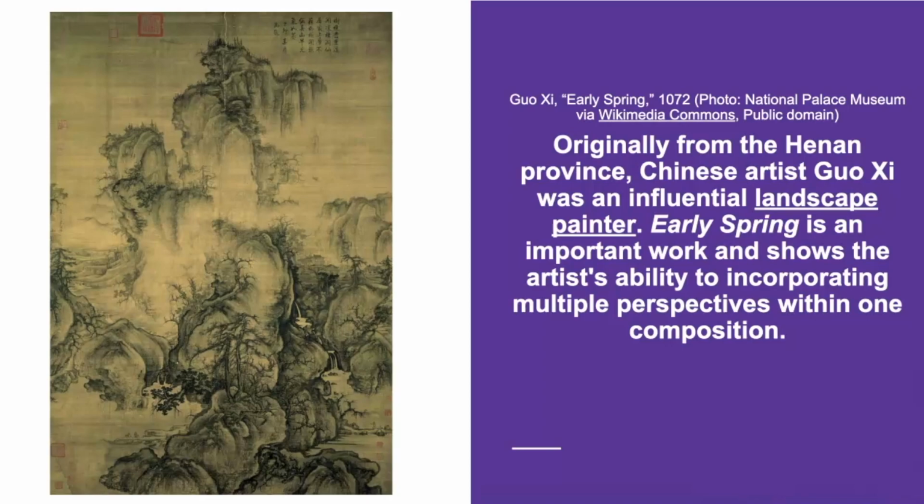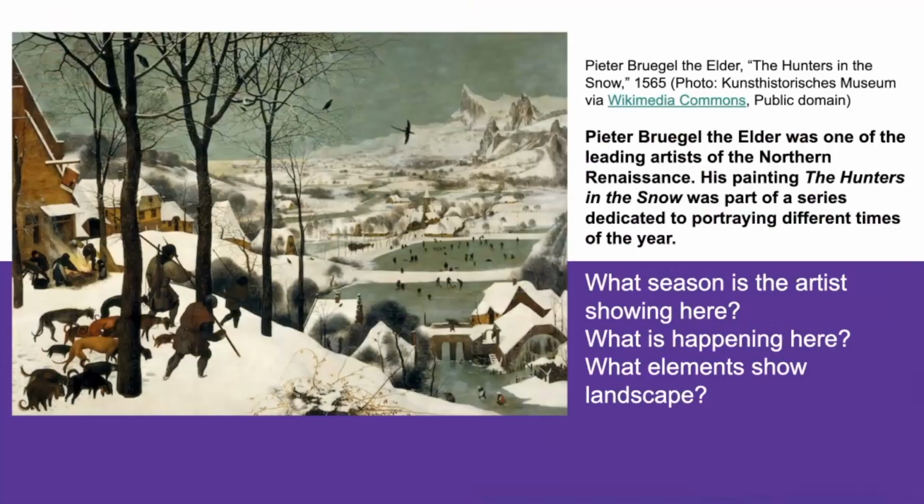So this is a really important early influential landscape painting. Let's look at the next one. This is by Peter Bruegel, the Elder. It's called The Hunters in the Snow from 1565. He was one of the leading artists of the Northern Renaissance, and his painting, The Hunters in the Snow, was part of a series dedicated to showing these different times of the year.